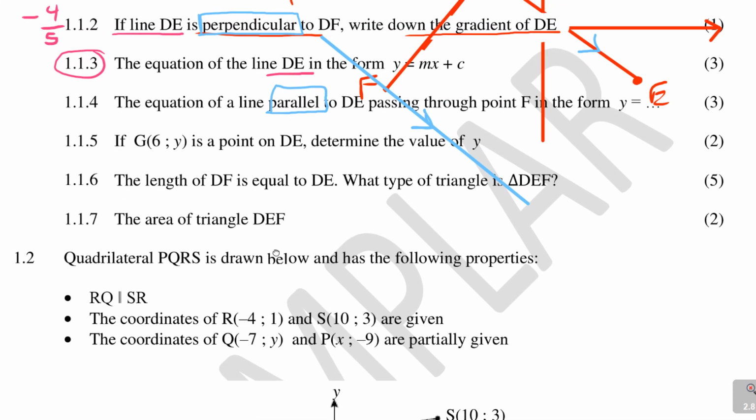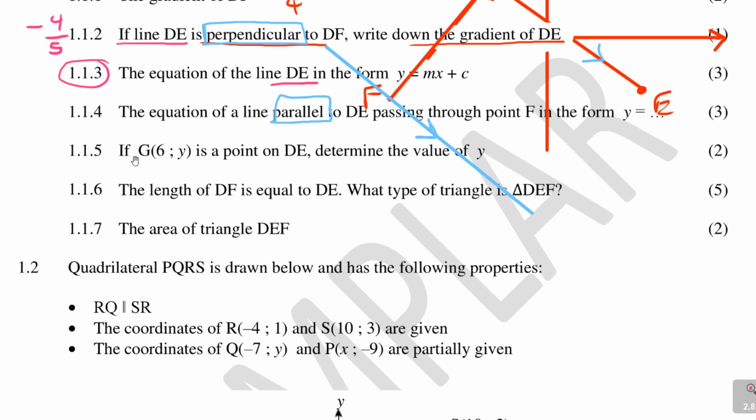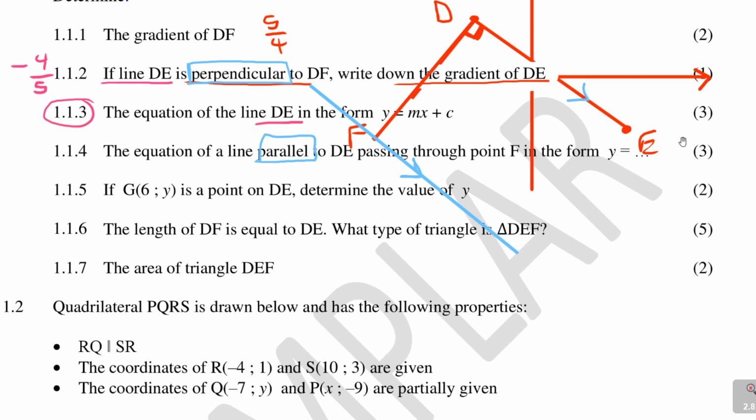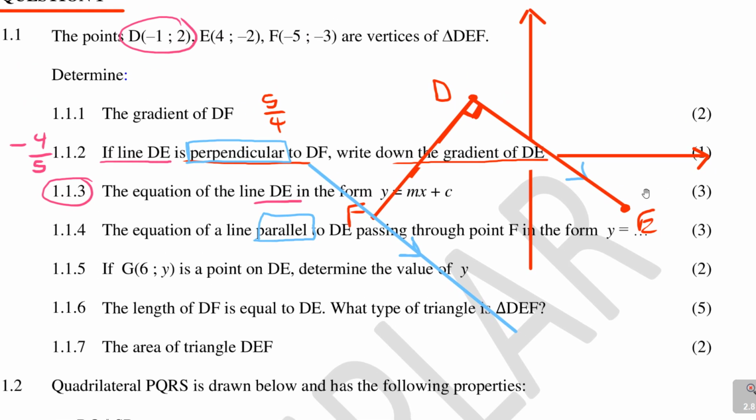The next question here is 3 marks. It says, if G(6, y) is a point on DE. So along here, let me complete this line again, DE, along here there is a point they call G. Now G's x value is 6. Remember E was (4, negative 2).